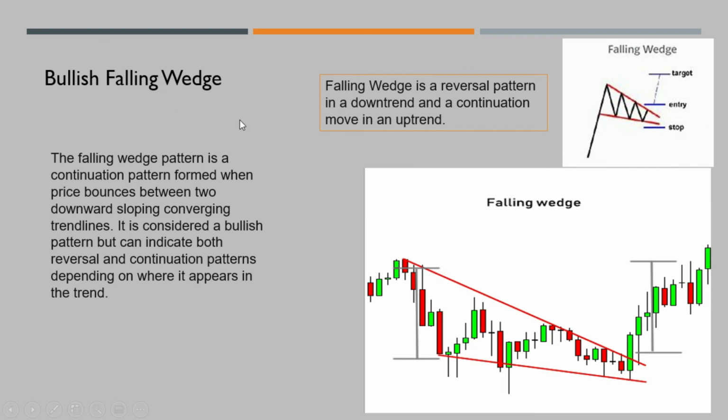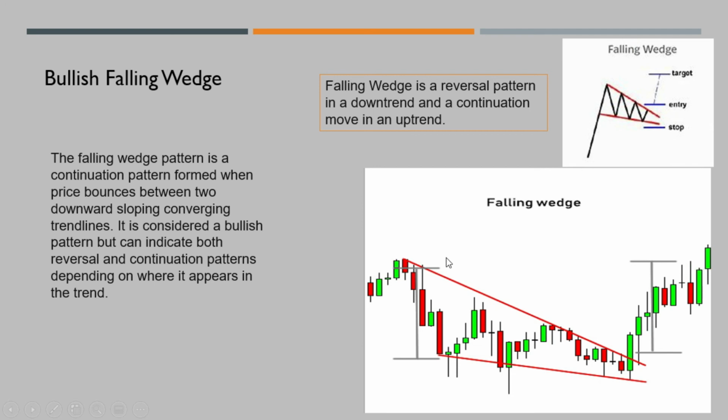So now the bullish falling wedge, right? This is the cousin of the other one, the rising wedge. So the falling wedge pattern is a continuation pattern formed when price bounces between two downward sloping converging trend lines. It is considered a bullish pattern, but can indicate both reversal and continuation patterns depending on where it appears in the trend. So the falling wedge is a reversal pattern in a downtrend and a continuation move in an uptrend. So as you can see, we have our uptrend, falling wedge, then we have, boom, our breakout to the upside, which should happen, right? We have our uptrend that happened, our falling wedge, breakout to the upside.